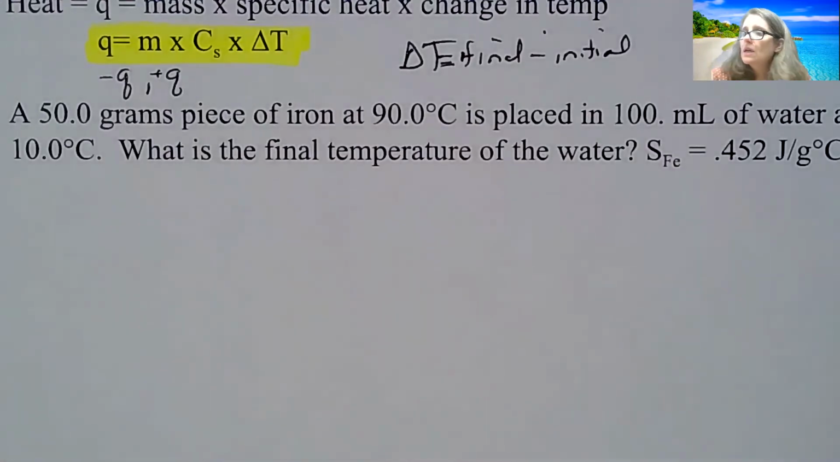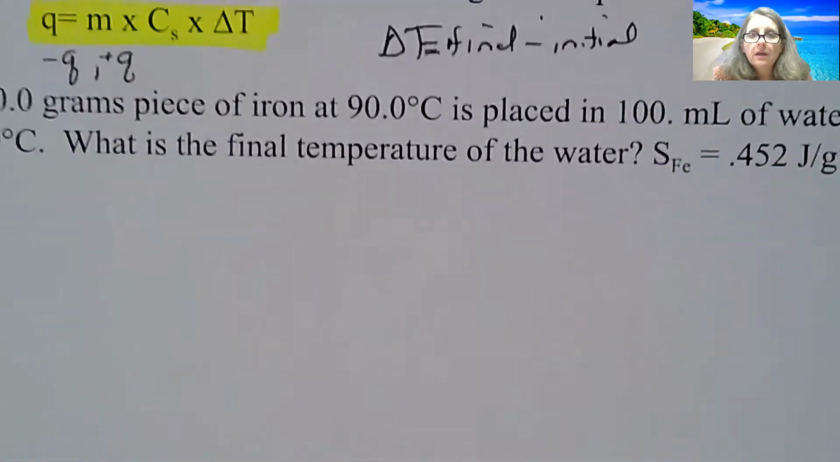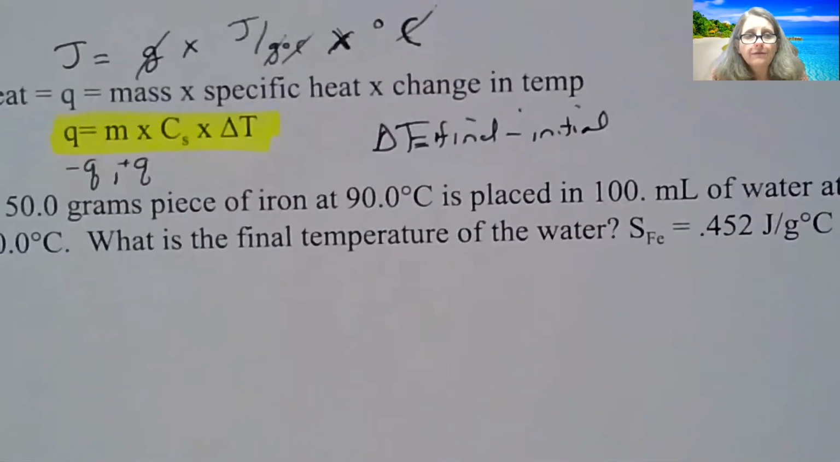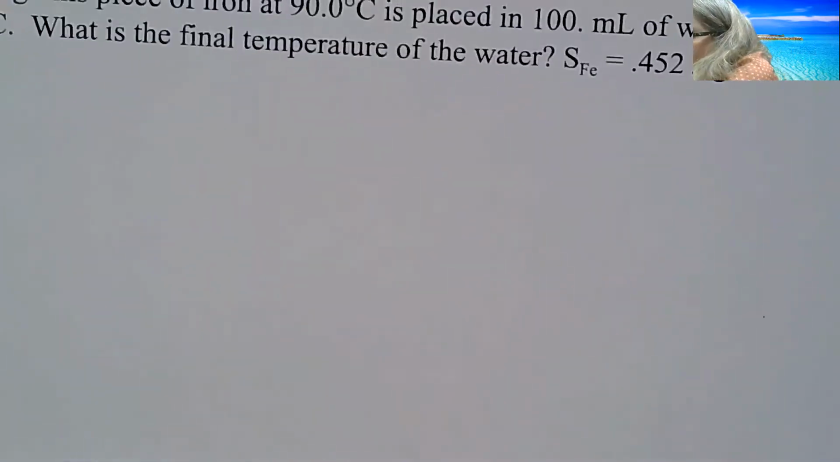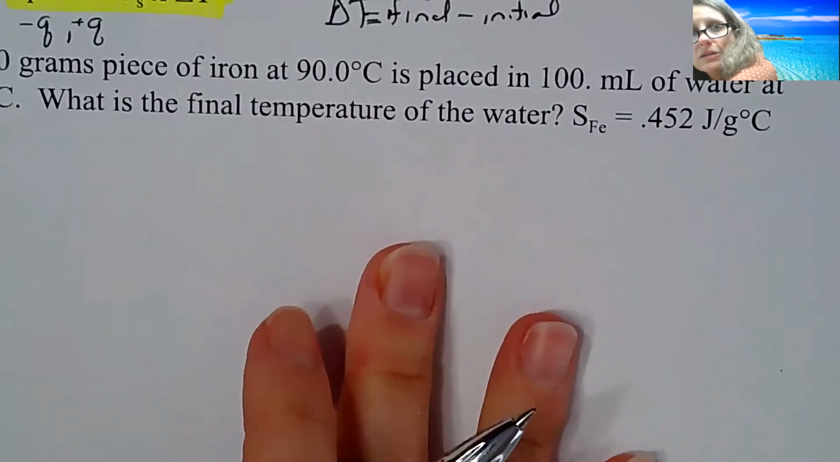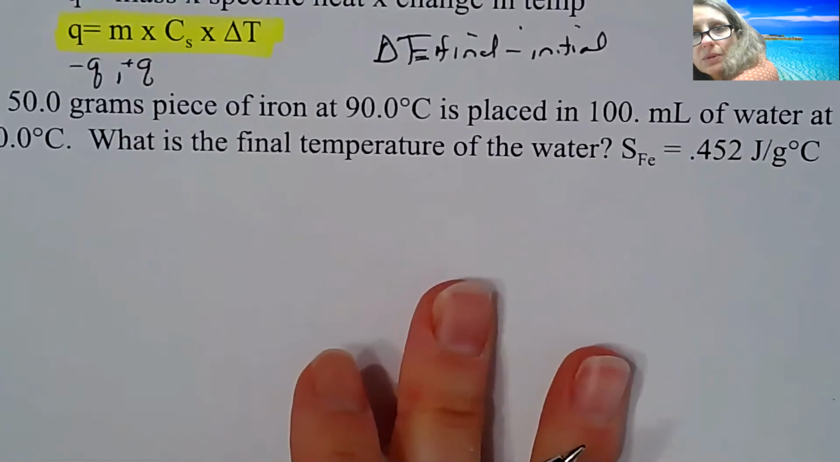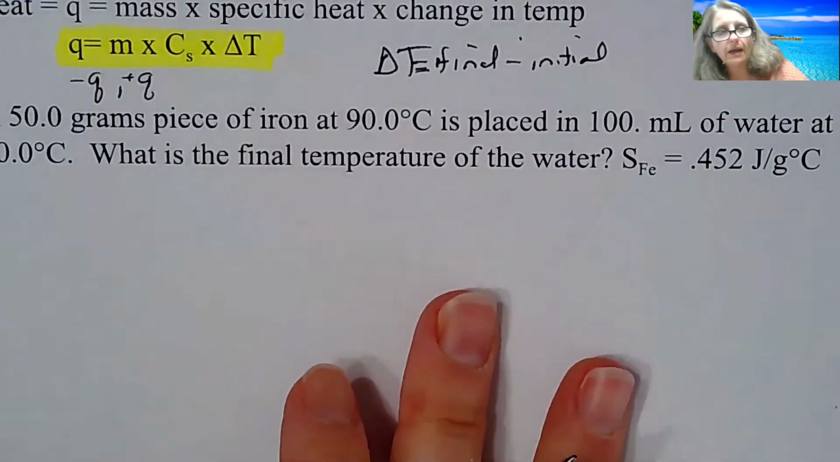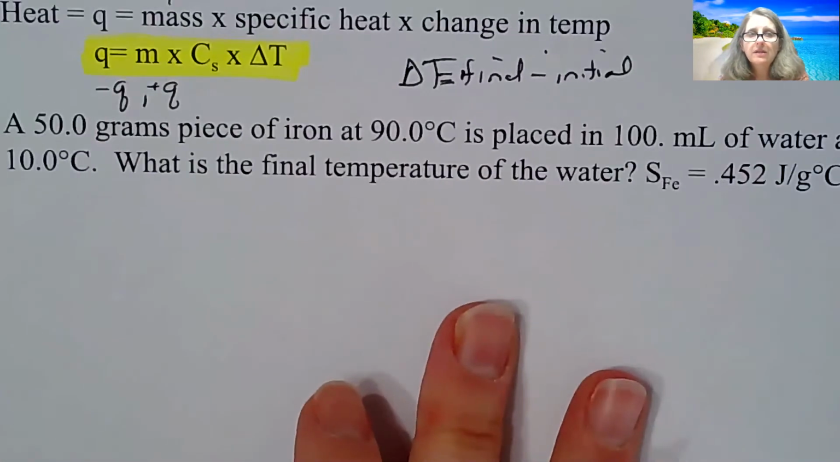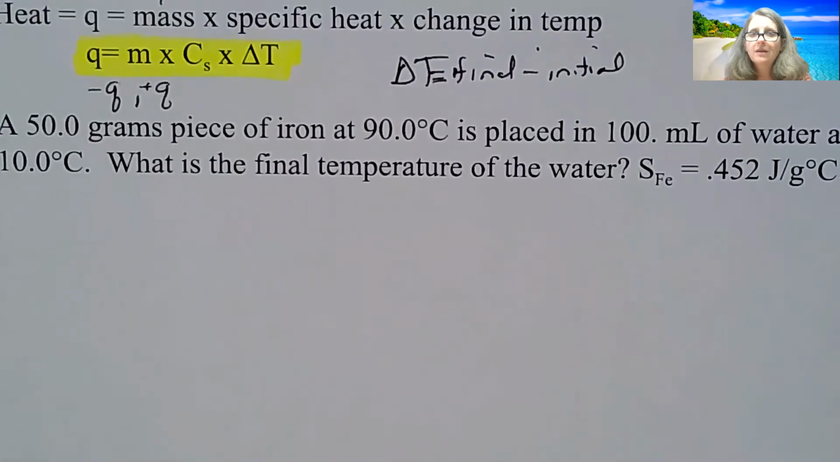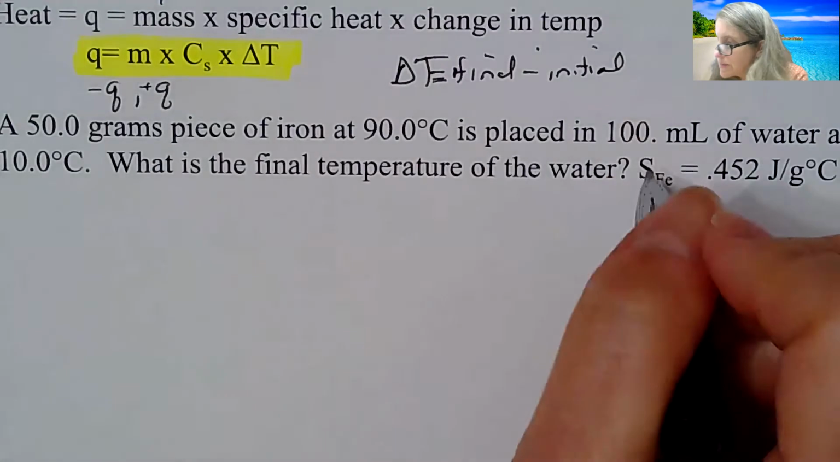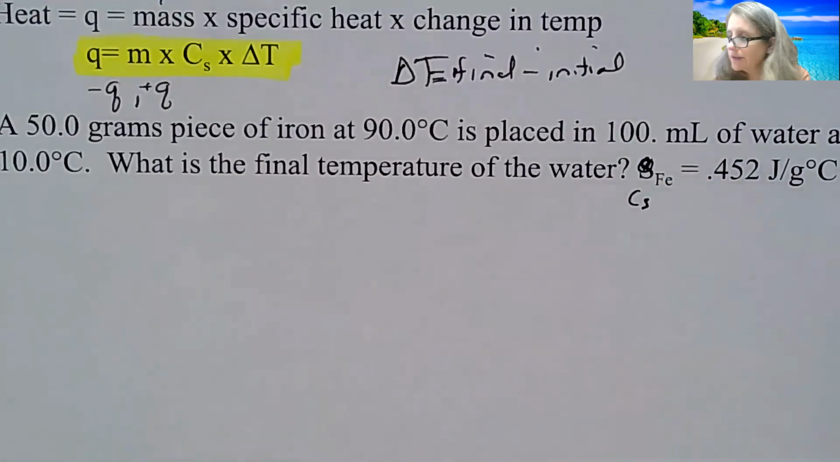So let's try a problem, and we'll kind of derive how we're going to approach some of these things. So we have a 50-gram piece of iron at about 90 degrees Celsius. It is placed in 100 mils of water at 10 degrees Celsius. What is the final temperature of the water if I have my specific heat of iron being 0.52 joules per gram degrees Celsius?